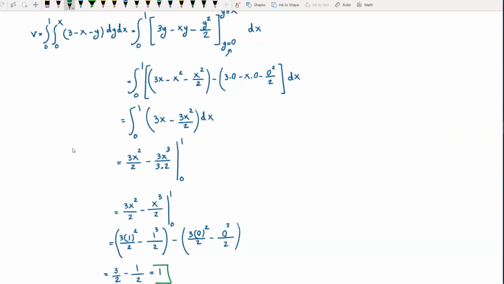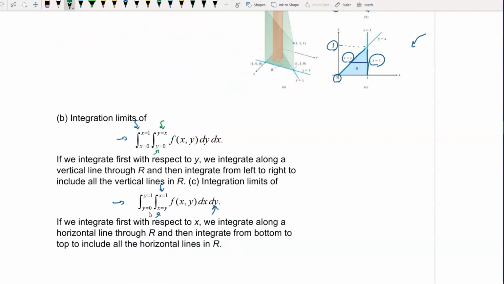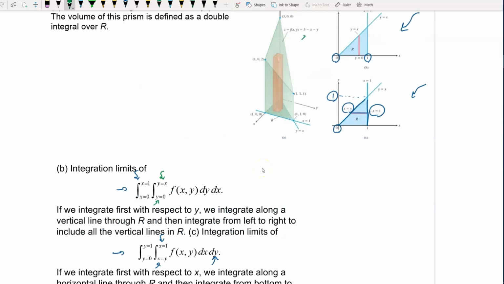This double integral was for dy dx. Now we're going to find it for dx dy. When the order of integration is reversed, the integral for the volume is based on this double integral that we have here, based on these intervals. So here again, our function is 3 minus x minus y. For the inner interval, our limit is from y to 1, so x is equal to y to x equal to 1. And for the outer interval, which is with respect to y, y is equal to 0 to y equal to 1.